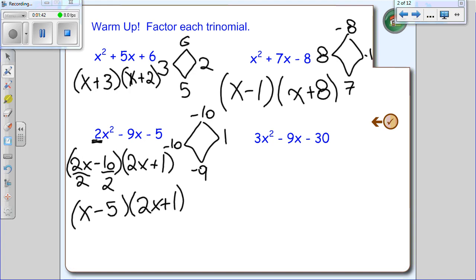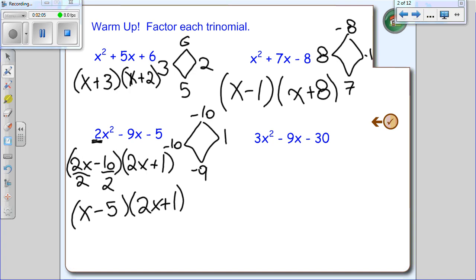If I ask you, what are the x-intercepts of this graph? What you do is you factor, like we've done, and then you figure out what values of x make each thing 0. Right? So it would be 5 and negative a half. Oh, it's 2. 1 over 2. Negative 1 over 2.